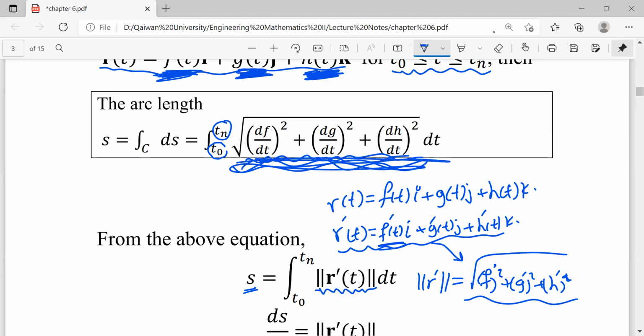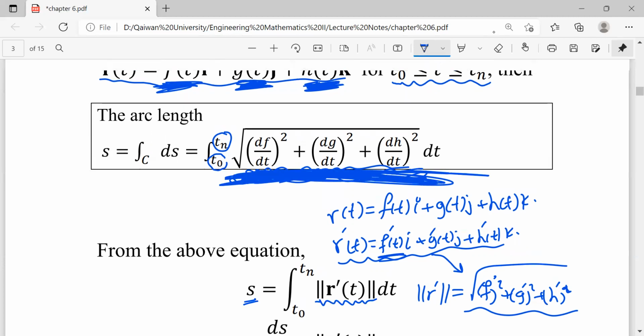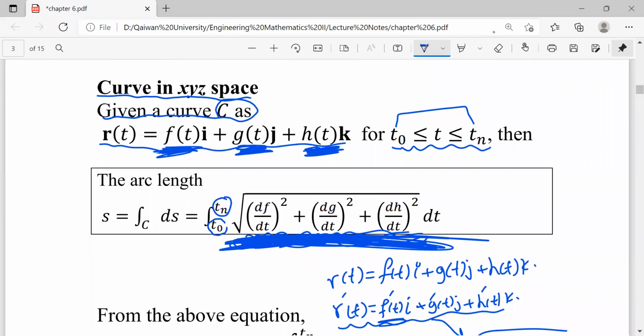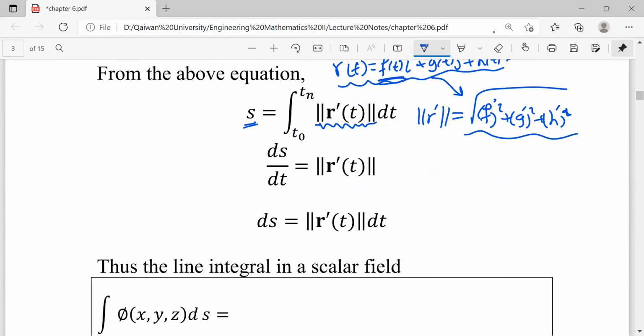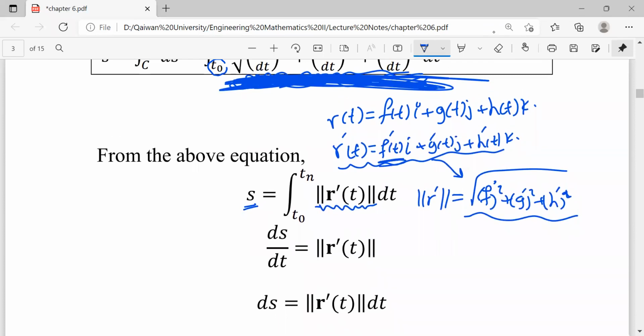So we can say this is the magnitude of r prime. So the arc length here, if you are given a vector valued function, is the integral from t naught to t n of the magnitude of r prime.